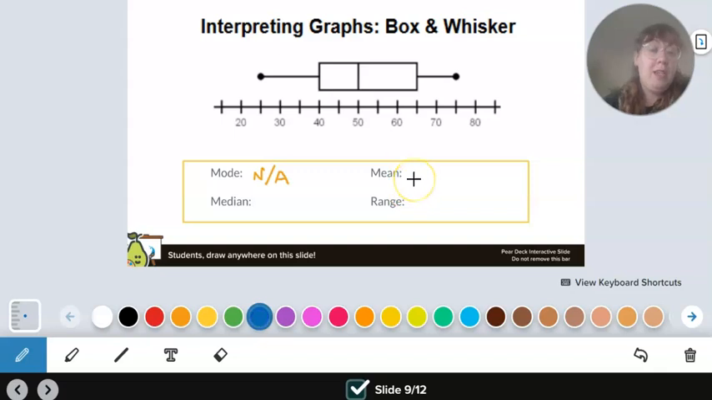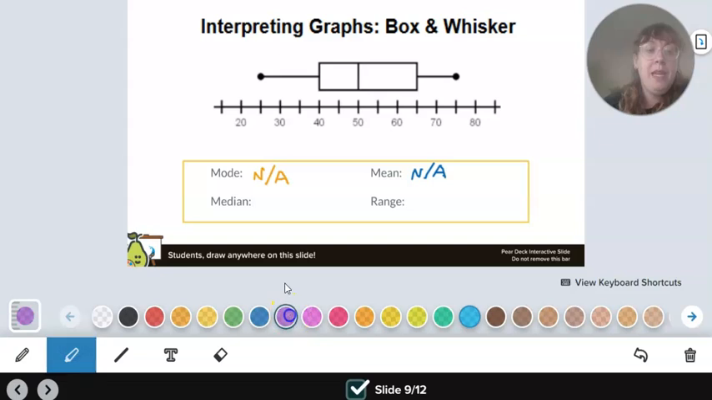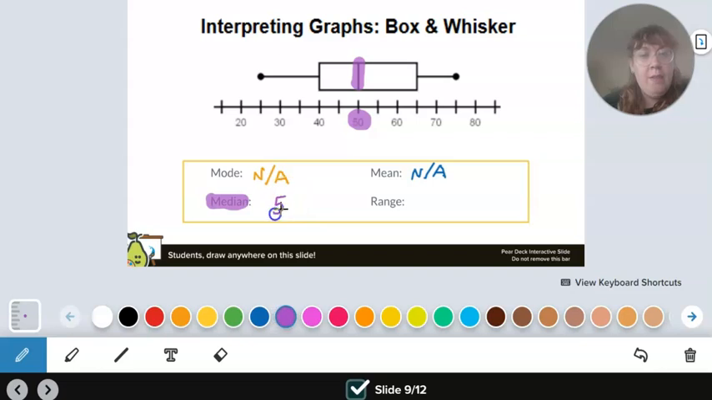Because we don't know all those data points, we can't add them all up and divide by how many we have. So we also cannot find the mean. That's a tricky part about box and whisker plots. We can use them to represent data, but when we're looking at one, we don't know exactly what the mode is or exactly what the mean is. We do know the median. That is always this line in the box plot, and our median here is a value of 50.